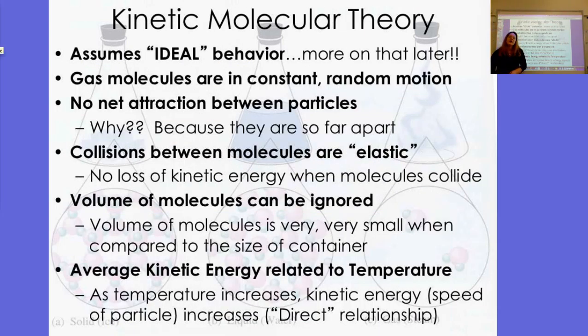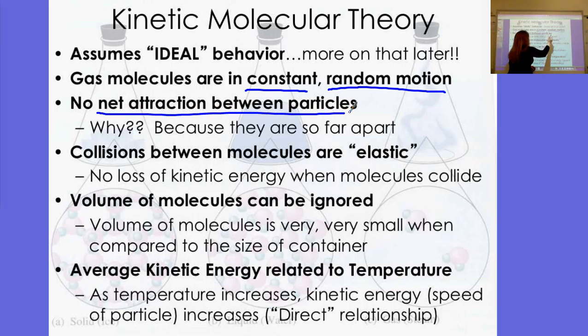Kinetic molecular theory. This is what we're going to do our lab on. We assume ideal behavior. We assume that the gases follow all the laws that we're going to study in video B. We're also going to assume they are not just in constant motion, but in constant random motion. There's no set pattern to the way they bounce off each other and bounce off the walls. There's no attraction between the particles. Why? Because they're so far apart. It's mostly empty space.